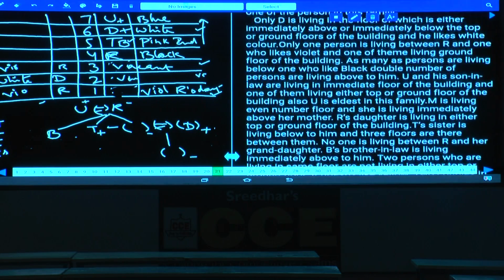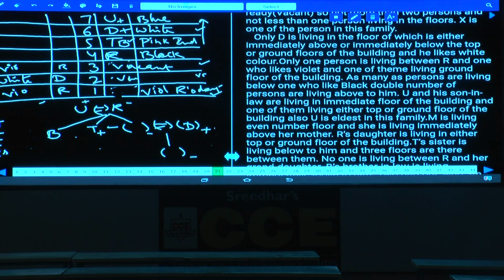Okay. Then D is living on the floor which is either immediately above or immediately below the top or the ground floor of the building, and he likes white color. D, white color. Next one, only one person is living between R and the one who likes violet.